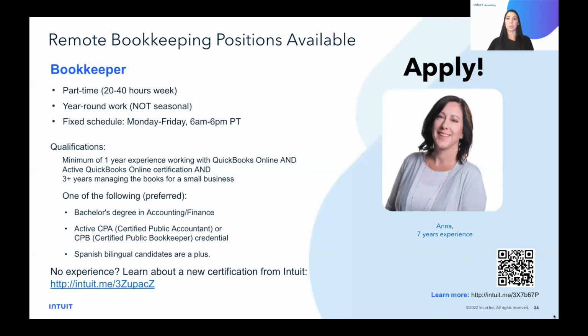Some big bonuses on top of these requirements, which are great to have but not required, is a bachelor's degree in accounting and finance, an active CPA or CPB, Spanish speaking bilingual, and of course, this bookkeeping badge from Intuit Academy. All right, and if you're hired for this role, it is a year-round role. So if interested in this, go ahead and scan the QR code. Now, once you're connected with a recruiter, of course, they'll share more information on compensation, hours, and share additional role details. I'll go ahead and pass it back to Jessica.